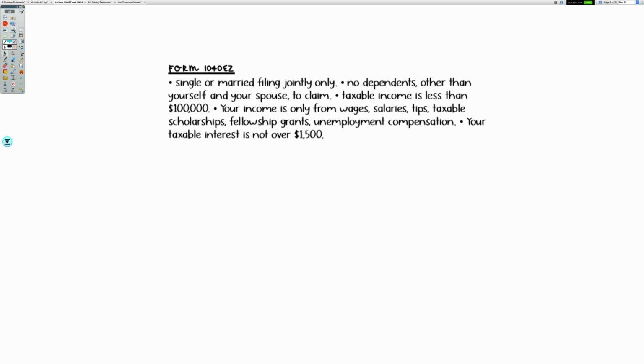And your taxable interest is not over $1,500. Taxable interest would be if you have some kind of savings account. Technically, if it's in any kind of savings account, it is accumulating a little bit of interest. We've talked about that. The interest that you're accumulating with your money just sitting wherever it's sitting is technically income. So as long as that extra interest on your money is less than $1,500. In general, this is our basic taxes. We will do an example of this.